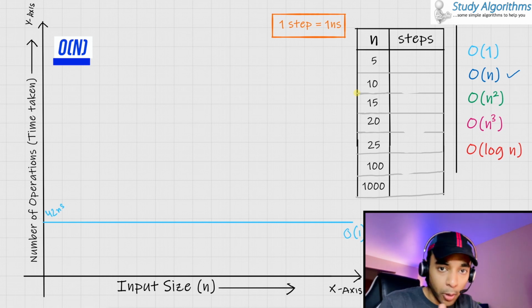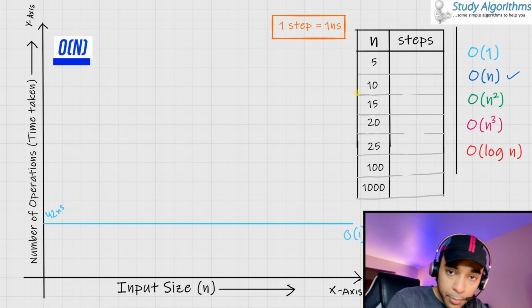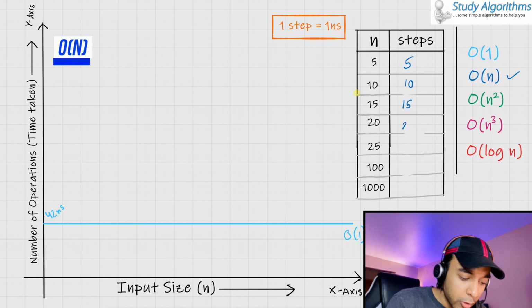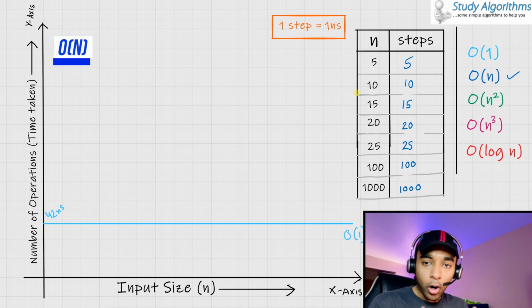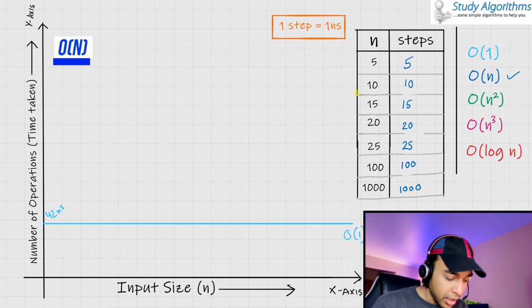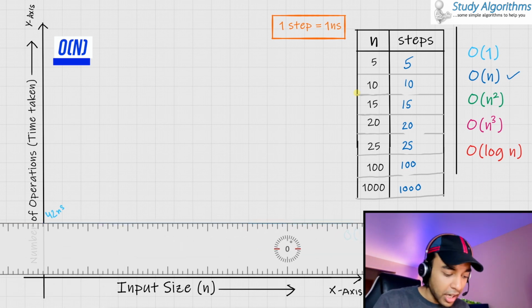So let us try to populate this table. For an input size of 5, you take 5 steps. For an input size of 10, you take 10 steps. And then 15, then 20, then 25, and so on. If we plot these values on the graph, it looks like a straight line that is inclined at a 45-degree angle. So this would look something like this on the graph.